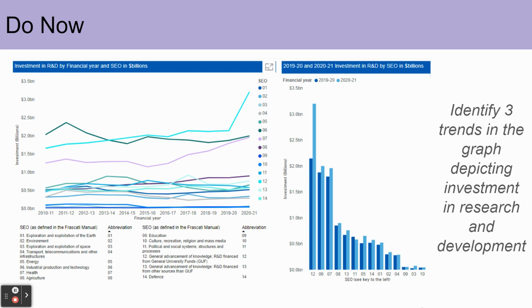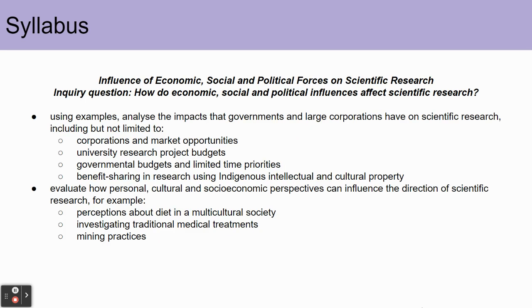So for example, it is line 14, which is defense. If you mentioned that investment in that was quite steady until 2019 and 2020, where it jumped from $2 billion to, I guess, just over $3 billion, you're using specific numbers and values from the X and Y axes.